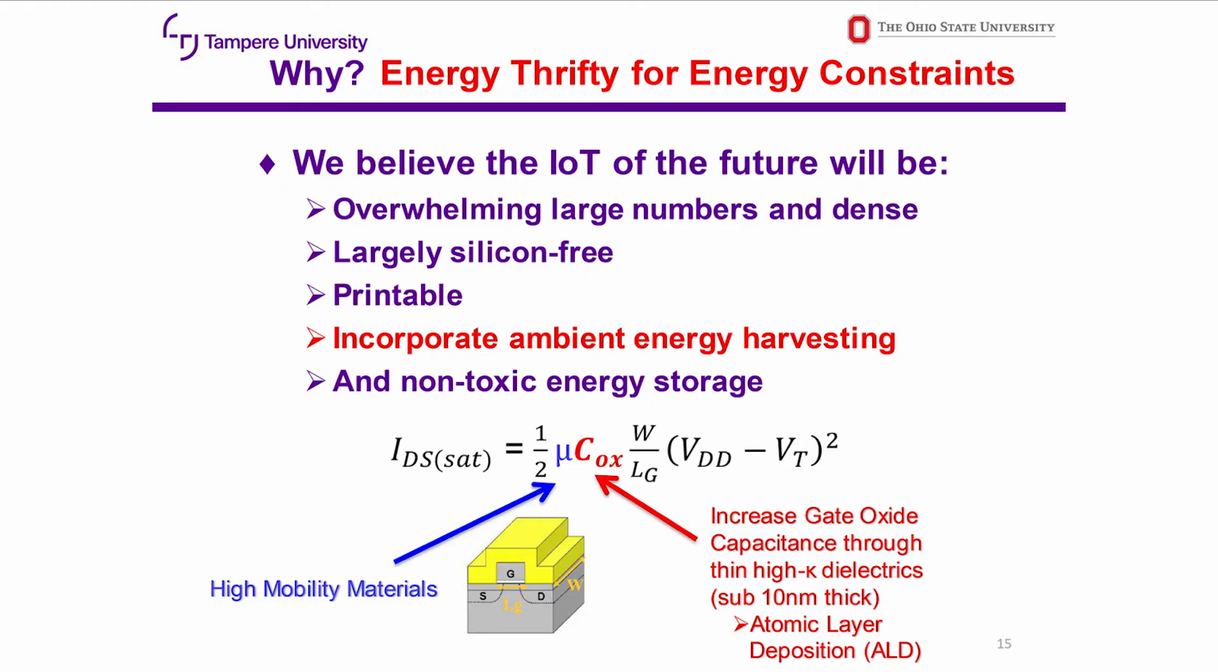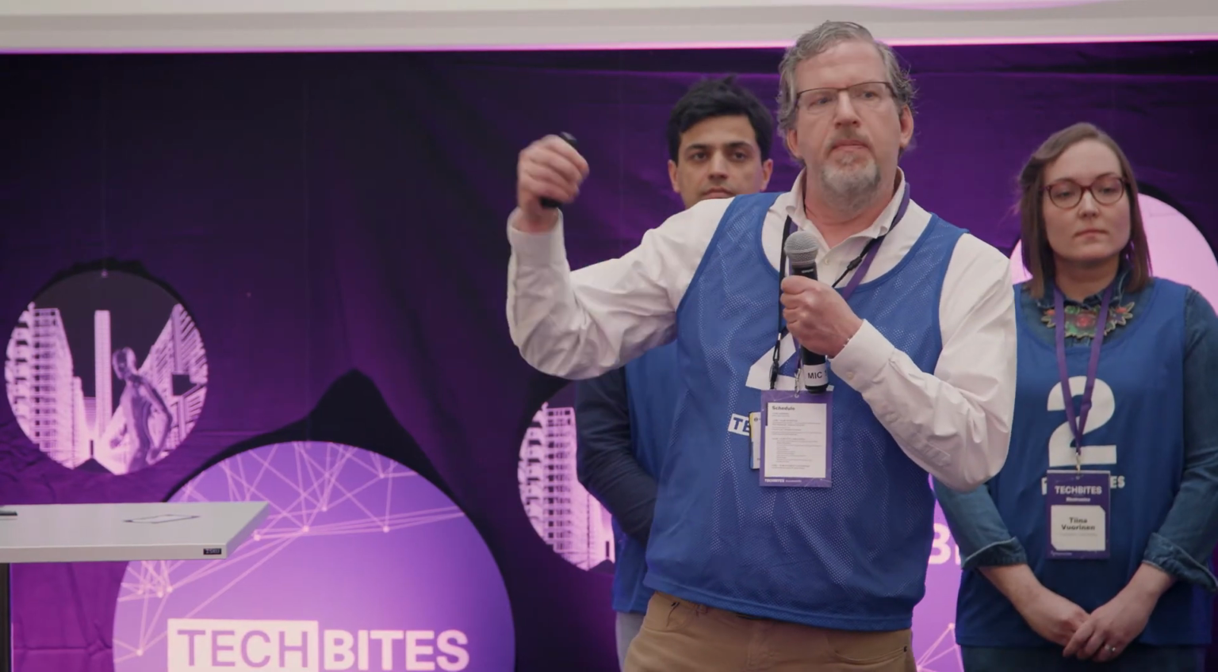So my colleagues, Matti and Don, have articulated this wonderful new opportunity for Internet of Things: overwhelmingly large numbers, largely silicon-free, printable, incorporating ambient energy harvesting that Don pointed out. But the one thing that they've not really talked about is, do we need these sensors, these autonomous units, to be energy thrifty? Because if they're only getting trickle charges from the environment, we need to be very judicious about how we're going to expend that energy.